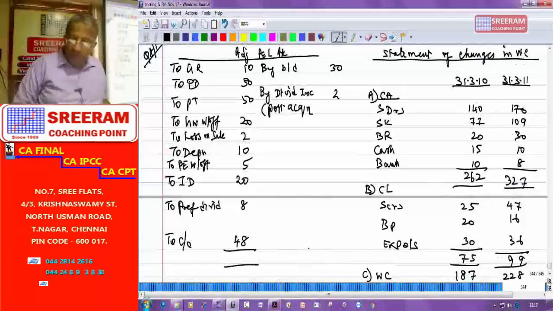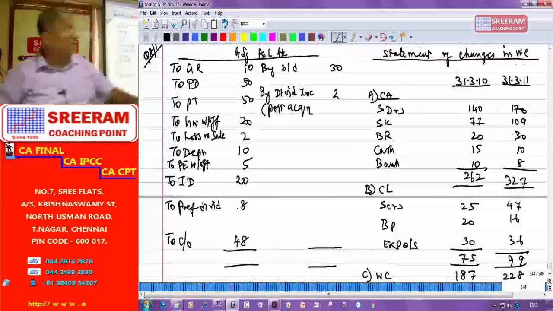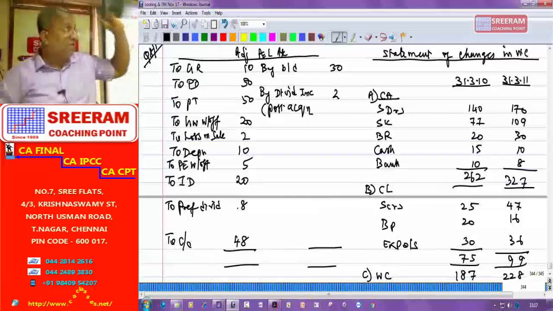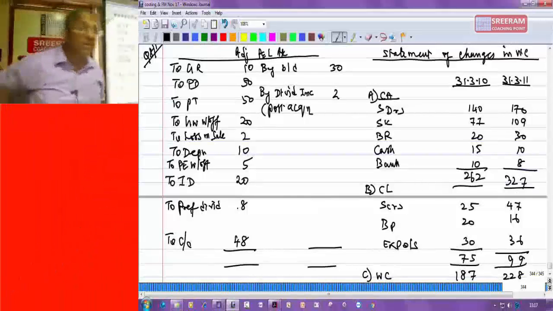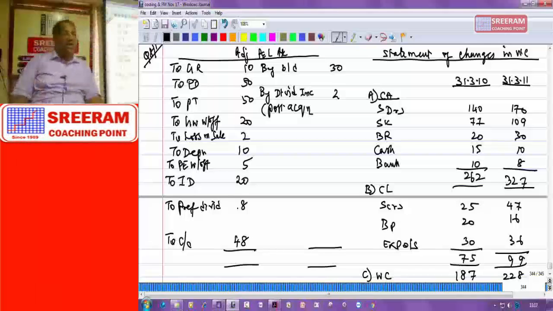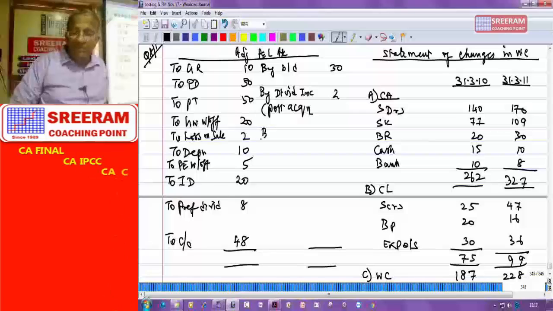Now I will total up the debit side. We know how to calculate. We have a calculator. We have figures from the debit side. Sum up and deduct from the credit side the opening balance and dividend income. The balancing figure will be funds from operation.